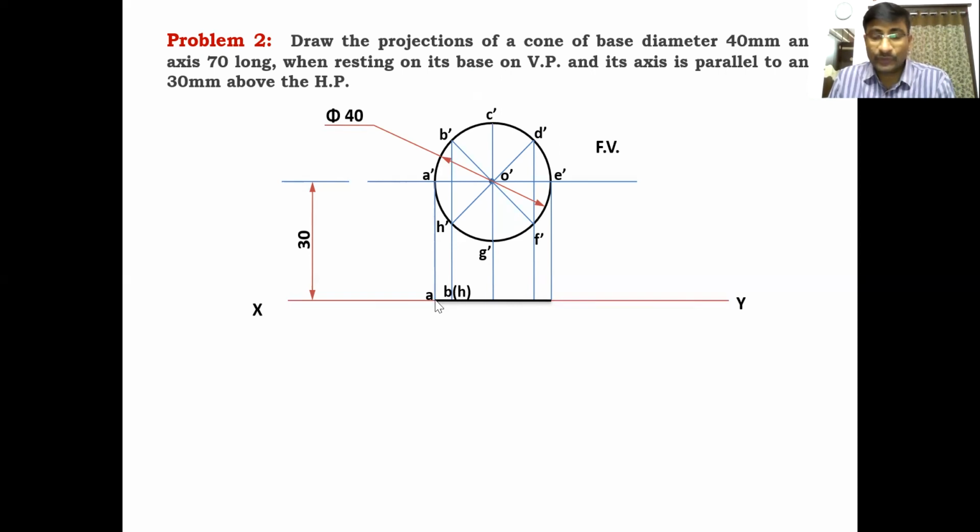A is visible, that's why I'm locating it outside the bracket. B is visible here, H is invisible, that's why I'm locating it in the bracket. And this point is C of G. C is the visible point, G is the invisible point, that's why I'm locating C of G.